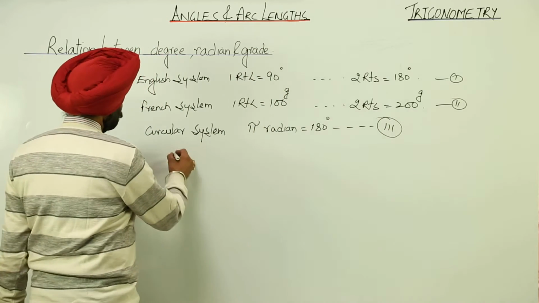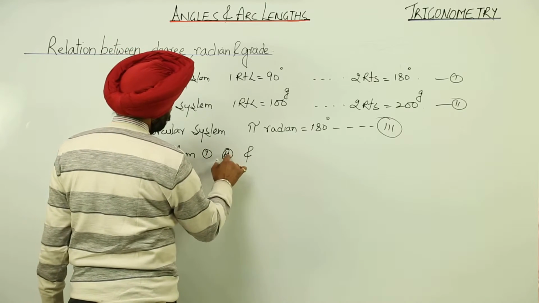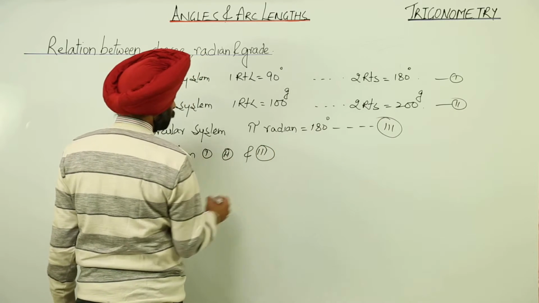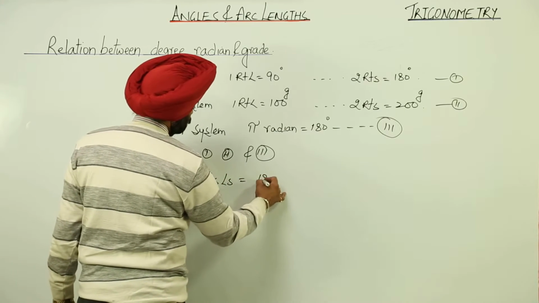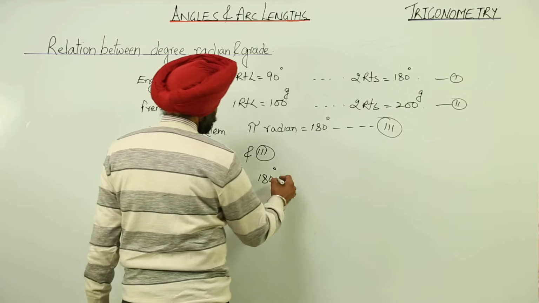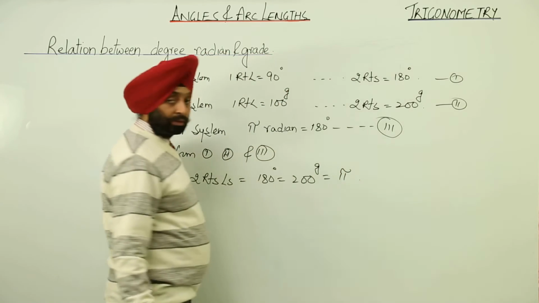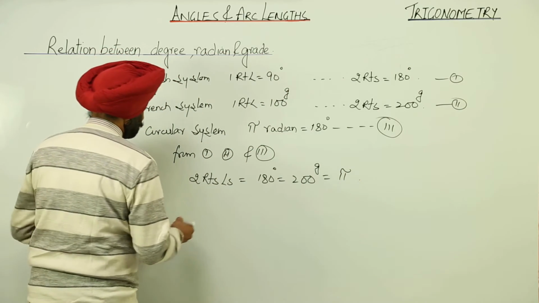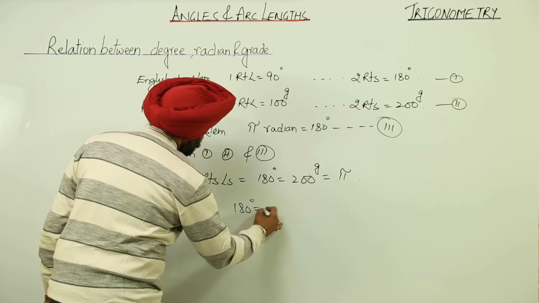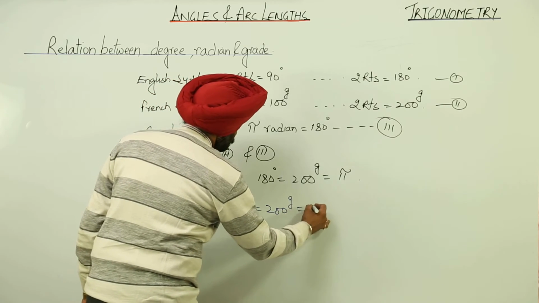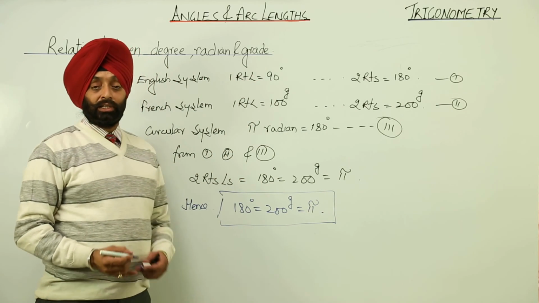Is it clear? Now from 1, 2 and 3, what do we get? Two right angles is equal to 180 degrees is equal to 200 grades is equal to pi radians. Hence, 180 degrees is equal to 200 grades is equal to pi radians. So this is the relation between degrees, grades and radians.